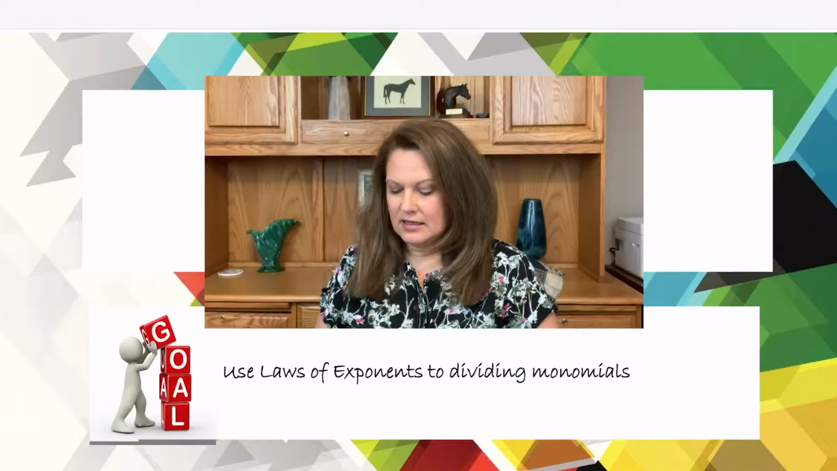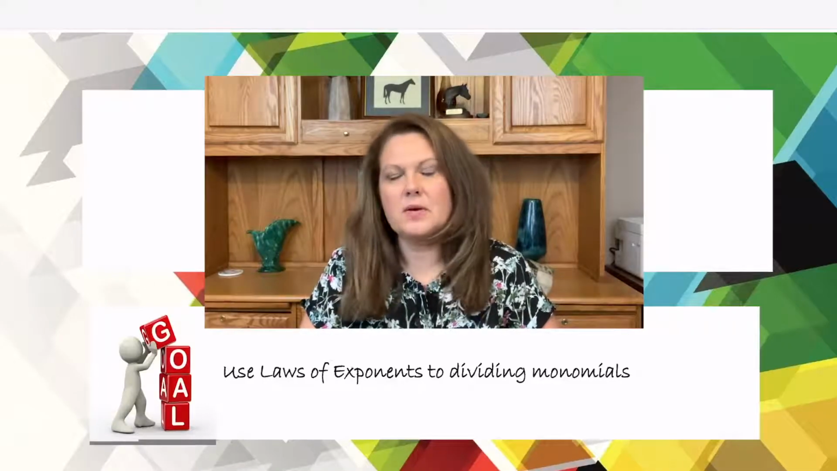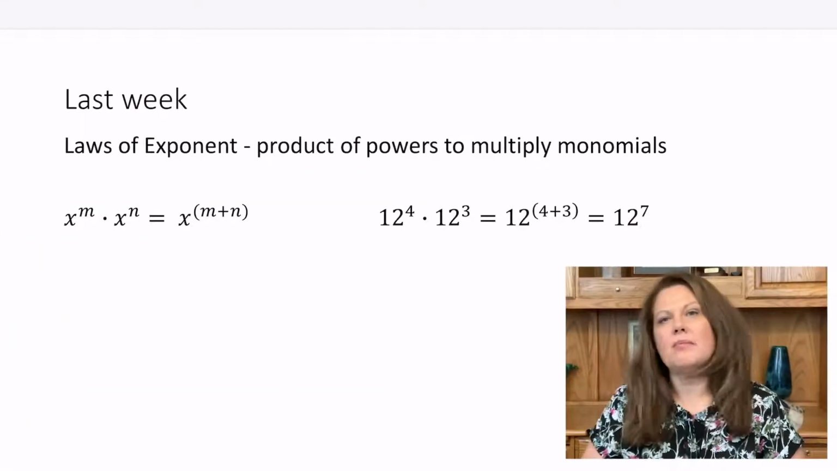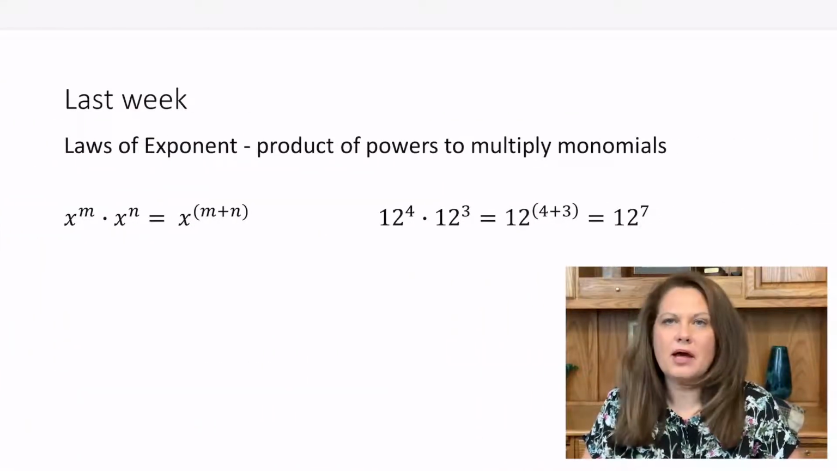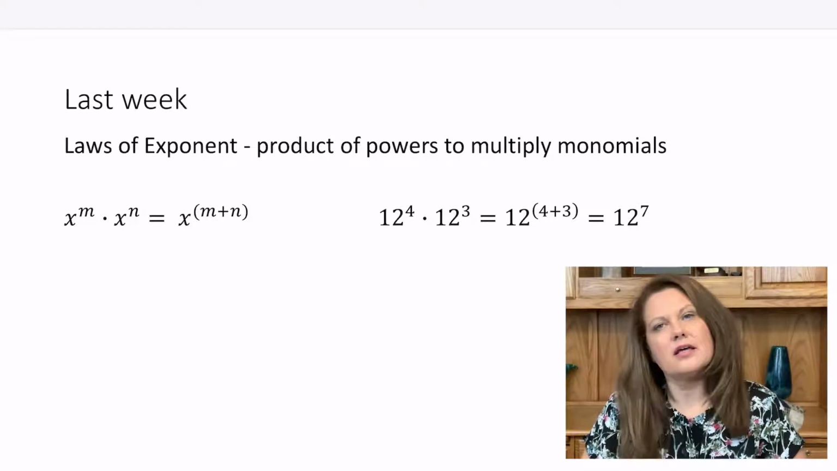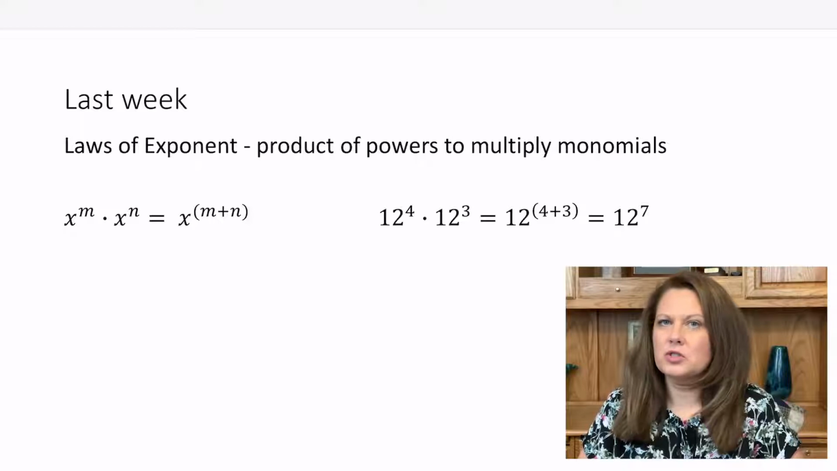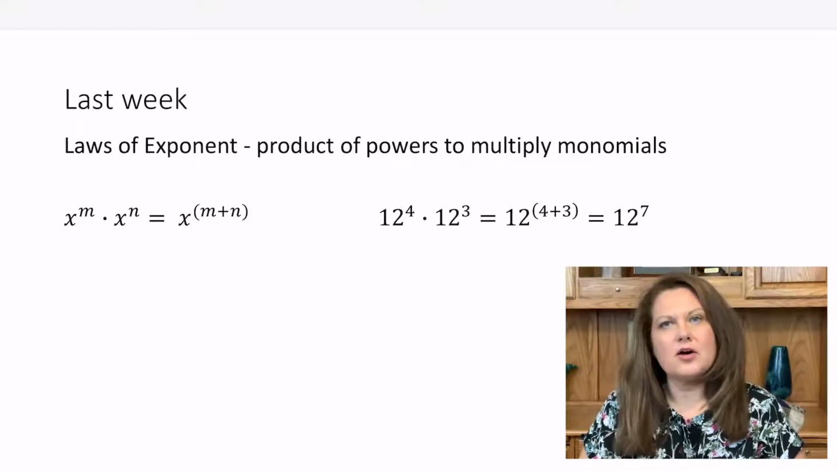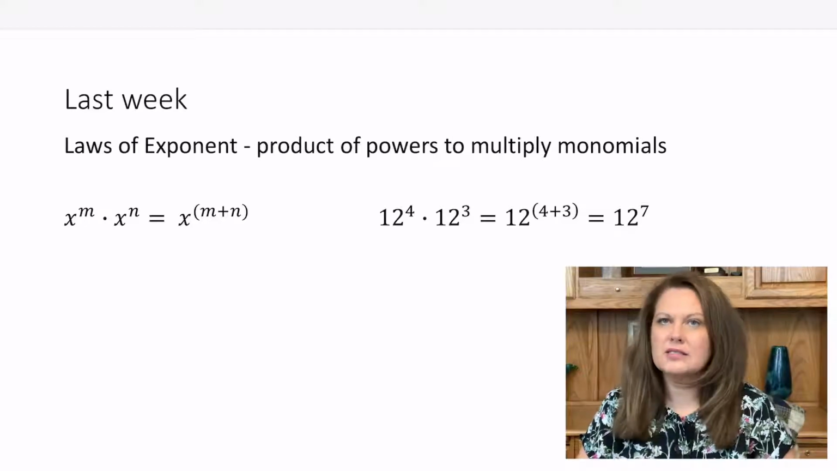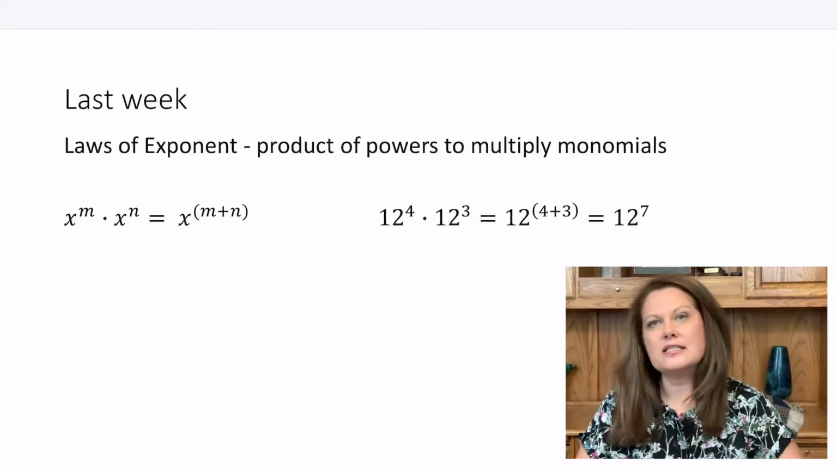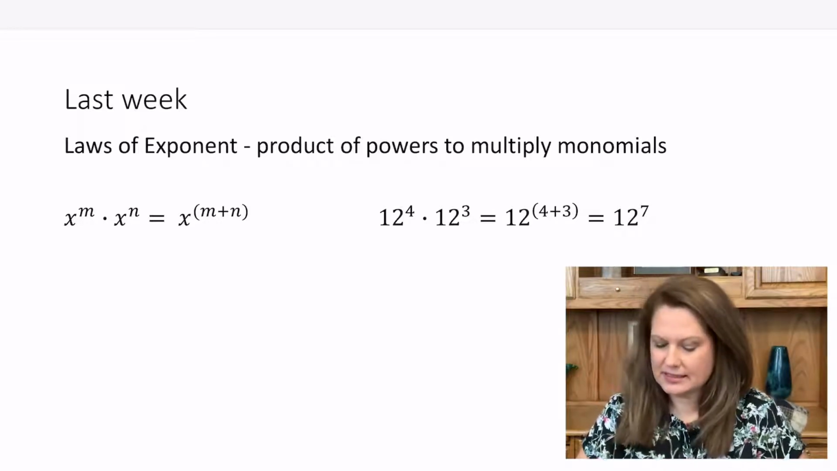Our goal today is to use laws of exponents to divide monomials. Now, if you remember last week, we were talking about product of powers. Product means multiplication. This week we're going to be talking about quotient. Notice product and quotient are opposites, so that might give you a hint on the process we're going to use today. Let's take a look at a couple examples from last week's lesson.